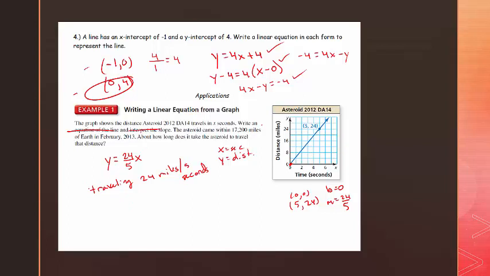Last but not least, if they're giving you a value, that means they either want you to substitute that value in for x or y, and since y is distance, we're going to plug it in for y. 17,200 equals 24/5 x. Right. If I want to remove this fraction, I have to multiply by its reciprocal, which is going to get me 3,583 and 1/3 seconds.